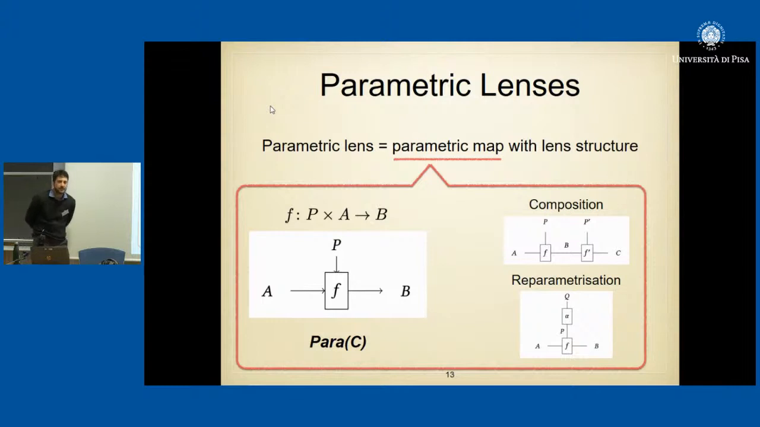Already from this slide, you can see how convenient it is to use string diagrams here, because we are going to separate parameters from inputs and outputs, and later on we are going to add even more interchange of components. And string diagrams really help us keep these components separate and see what's going on in terms of information flow. As for instance here, the parameter space always comes from the top, and inputs and outputs instead occupy the horizontal dimension of the diagram.